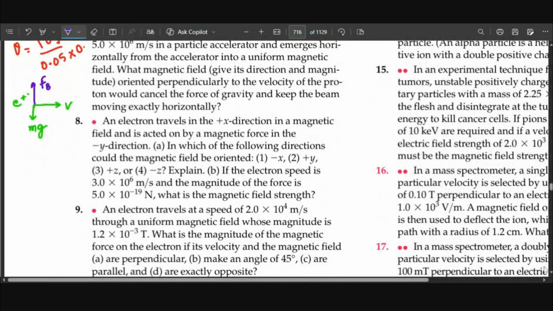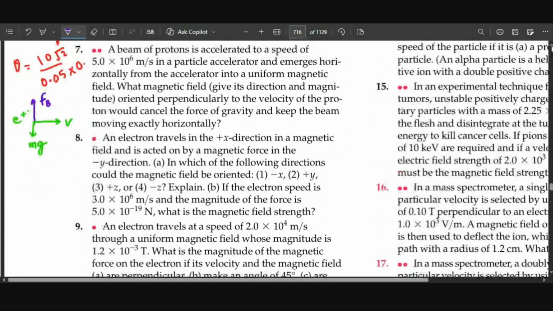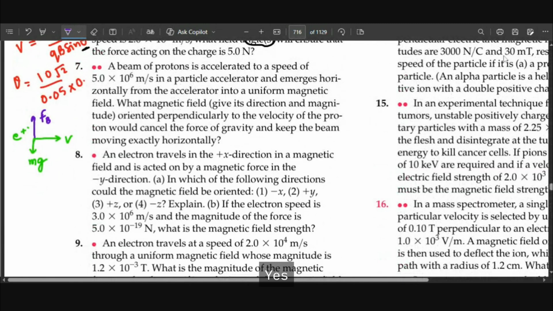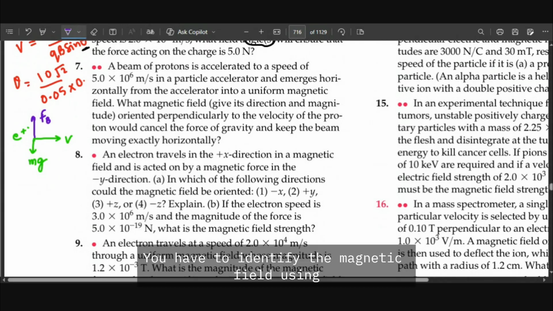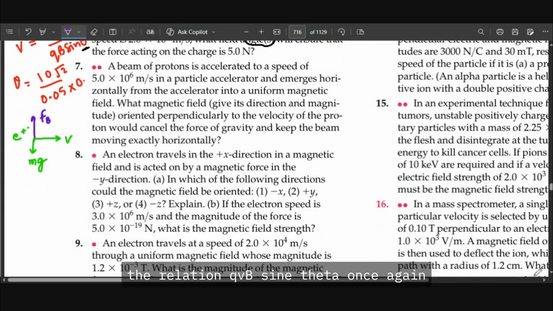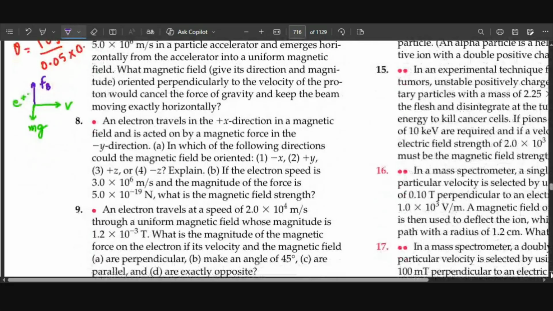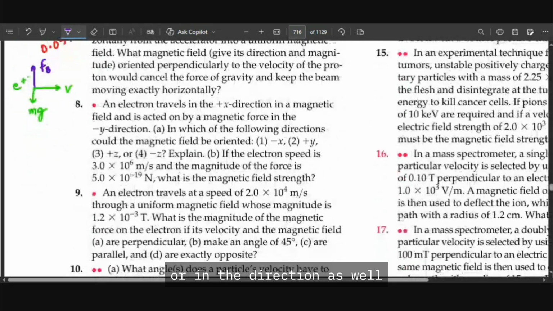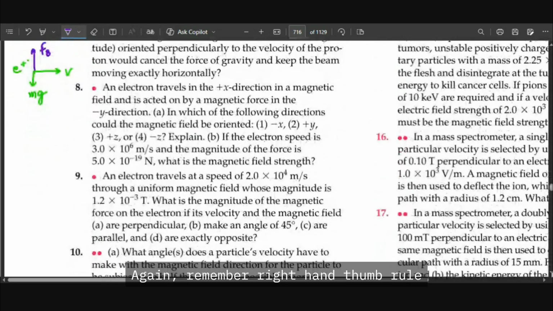Did you get this one? Did you understand the seventh one? Yes. Similarly, the eighth question is kind of the same. You have to identify the magnetic field using the relation QVB sine theta once again, or the direction as well. Again, remember the right hand thumb rule.